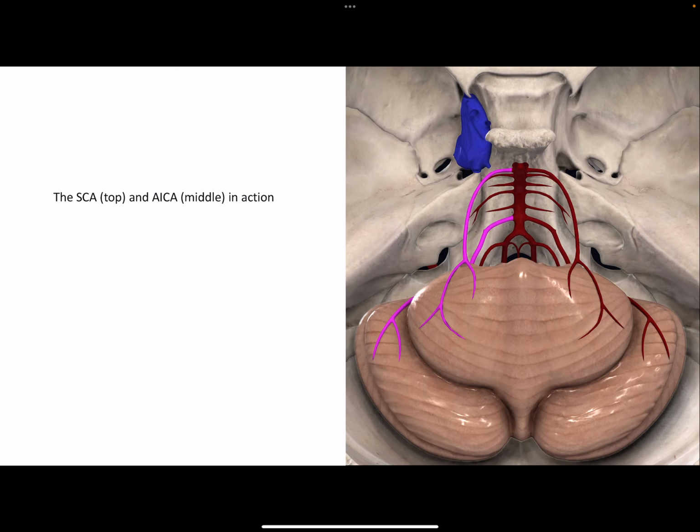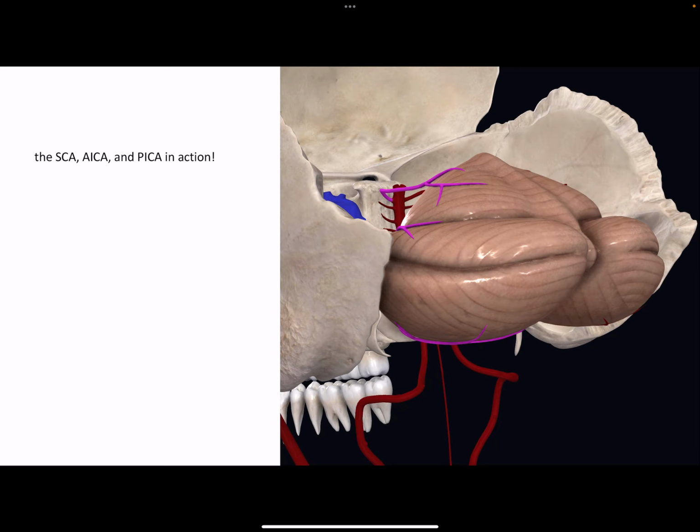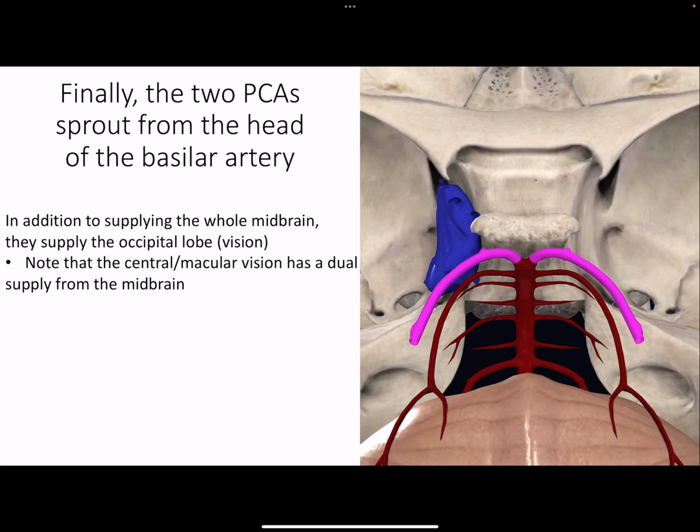And this is just more fun cerebellum hot pics. There's a cerebellum. There's a cerebellum from another angle. Beautiful. Being supplied by the SCA, AICA, and PICA. PICA, AICA, SCA.